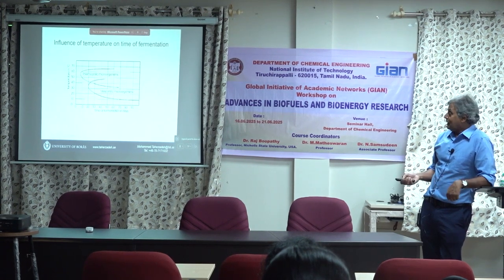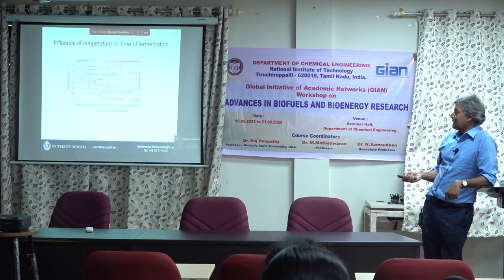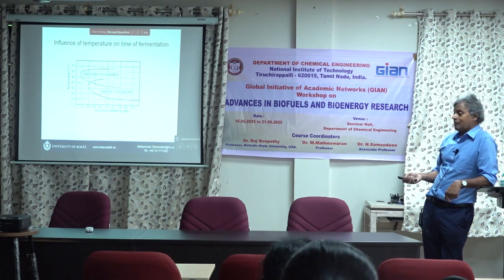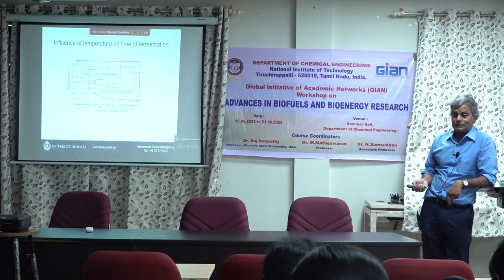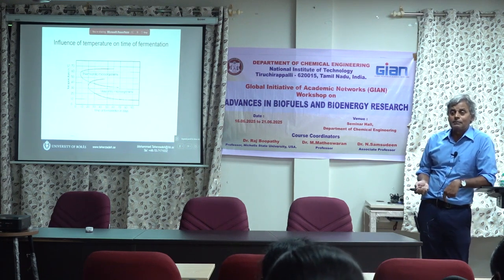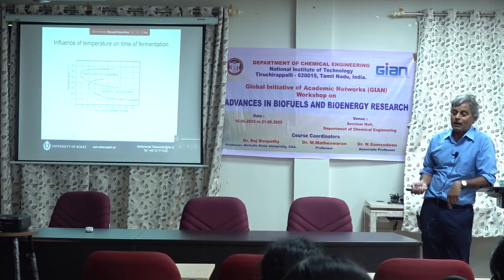This is the temperature range. We talked about the mesophilic and thermophilic ranges that bacteria prefer. Most of the time we have mesophilic bacteria. In some places they use thermophilic bacteria because of the high efficiency in production of methane.